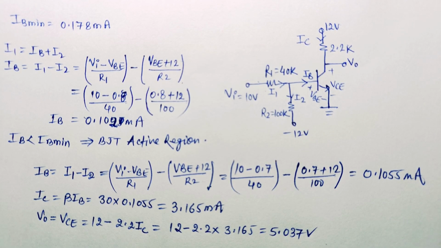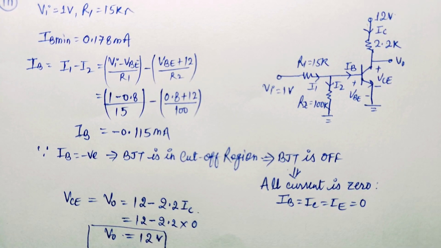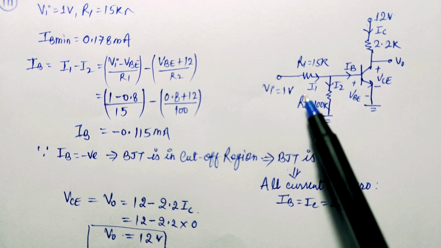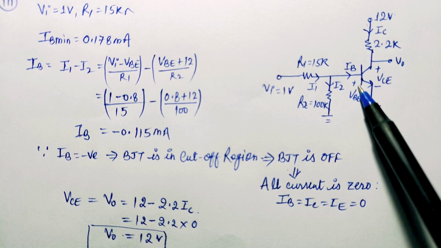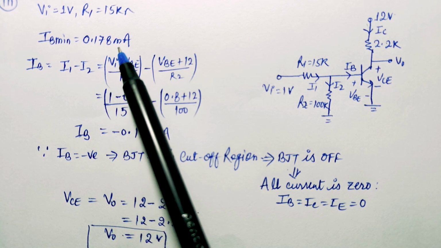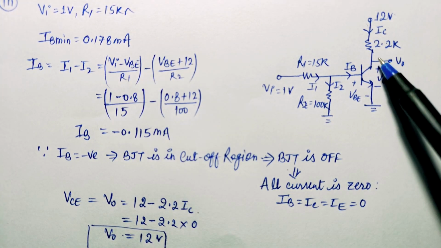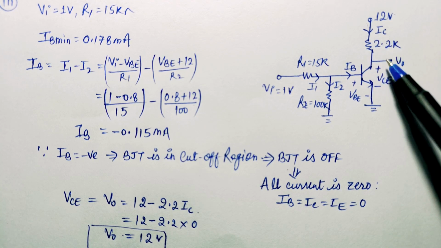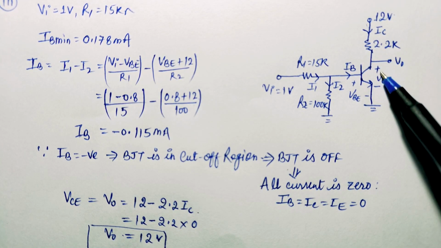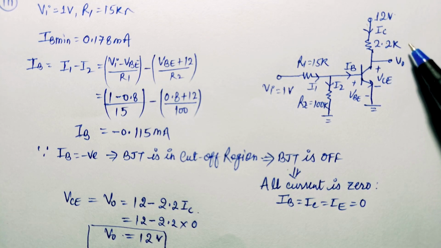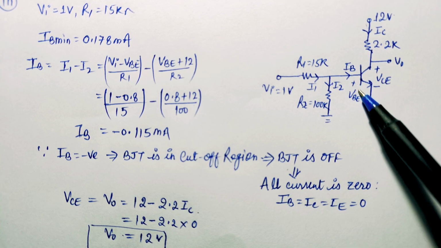Now let us see the next problem. In the next problem, it was said that Vi voltage is 1 volt and R1 is equal to 15 kilo ohm. Then we have to find out the region of operation of this BJT. IB minimum is equal to 0.178 milliampere as we have calculated previously in problem 1. The value of IB minimum will not change since its value will depend on IC sat only, and we will assume in every circuit that this transistor is working in saturation region initially.